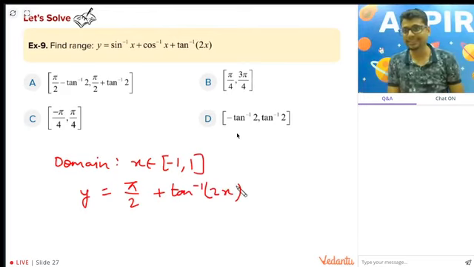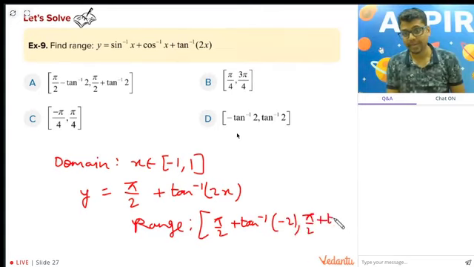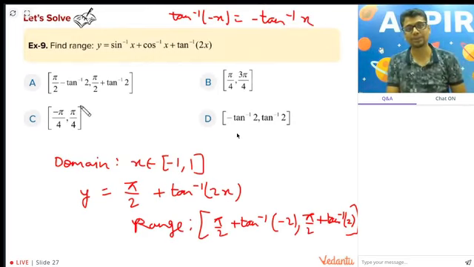Now this is increasing. So if I put the minimum input, I'll get the minimum output. So the range will be what? The minimum value will be pi by 2 plus tan inverse of 2 times -1, that is -2, to pi by 2 plus tan inverse of 2 times 1, that is 2, right? Because tan inverse is an increasing function. So tan inverse of -2 is what? We know this, right? Tan inverse of minus x is minus tan inverse x. So it is pi by 2 minus tan inverse 2, to pi by 2 plus tan inverse 2. Done, right? A is the answer.